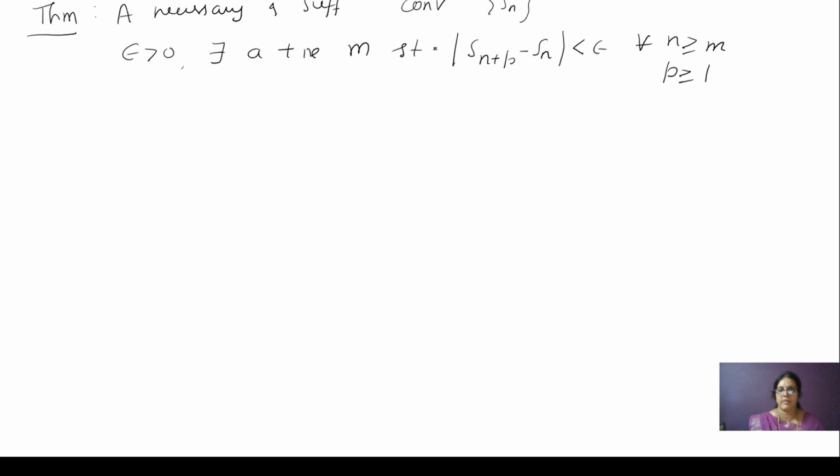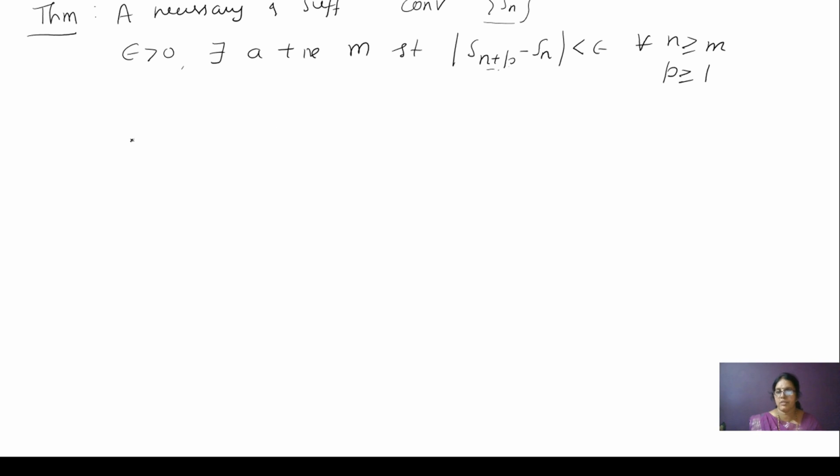So note the difference between the definition of convergence of a sequence and Cauchy's principle. In convergence we have modulus of Sn minus L less than epsilon. Cauchy's general principle says that a necessary and sufficient condition for the convergence of a sequence is that the difference of the terms Sn plus p and Sn, where n plus p is clearly greater than n, is less than epsilon for every n greater than or equal to m and p greater than or equal to 1.